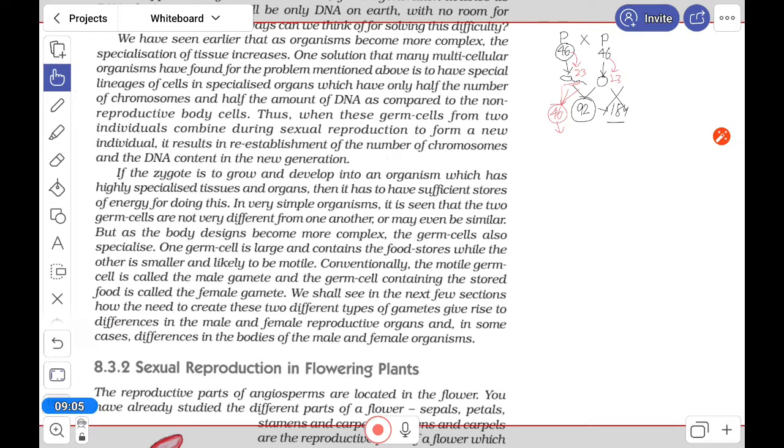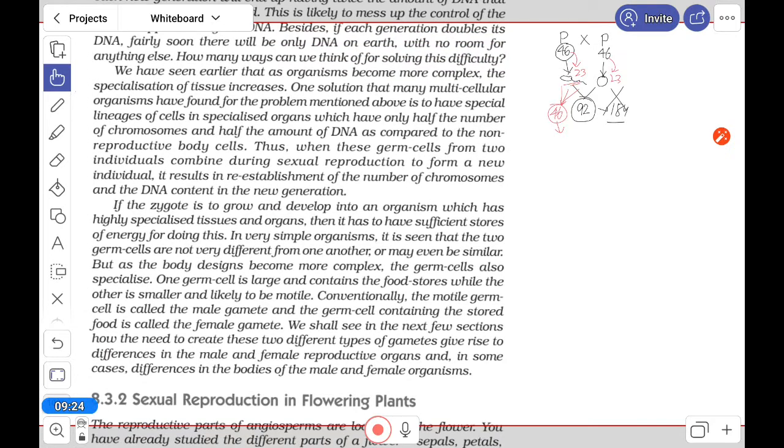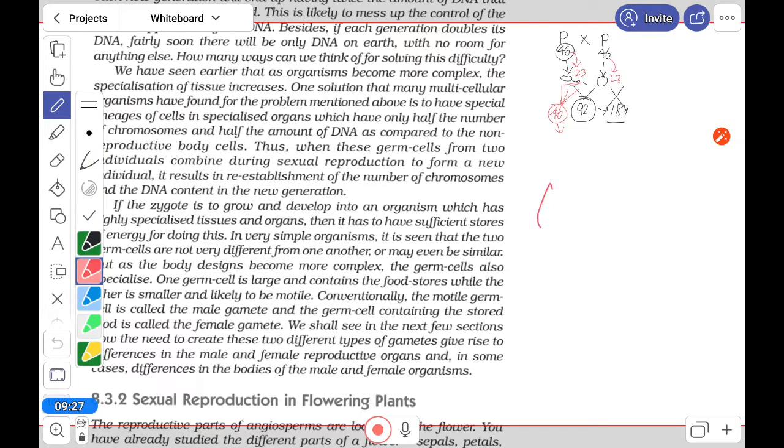Okay, now it is clear that a germ cell contains half of the chromosomes. If chromosomes are paired, then the germ cell gets half of them. And the size of the germ cells sometimes is different, sometimes similar looking, and both can move. Okay, so in the higher forms we know that one big size gamete is there.